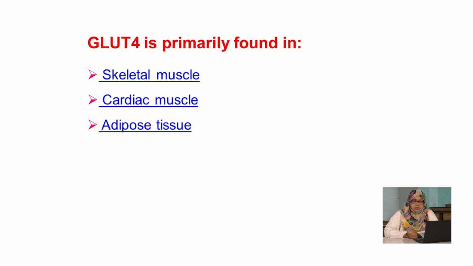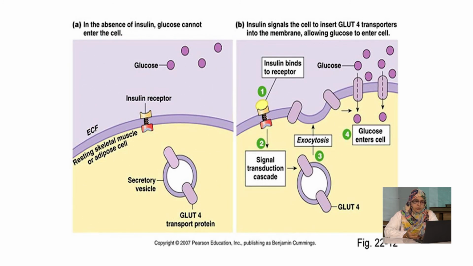The insulin sensitive cells are mainly skeletal muscle, cardiac muscle, and adipose tissue. All these cells have the GLUT4 transporter that is responsible for transport of glucose into the cell. This figure shows that insulin first binds to the receptors, and then it causes synthesis of the transporter, GLUT4, that promotes glucose to enter into the cell. So, if there is no insulin, glucose will not enter into these cells: skeletal muscle, cardiac muscle, and adipose tissue.